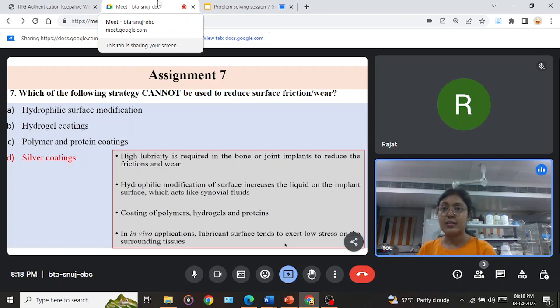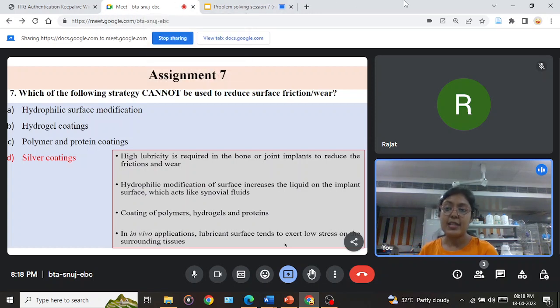So it is option D, that is silver coatings. So why do we want to reduce the surface friction or wear? As I already discussed, in few of the bone or joint implants, we want high lubricity to reduce the friction and wear. So we do not want any friction or any injury inside the body. So we want the surface to have the property of high lubricity, right?